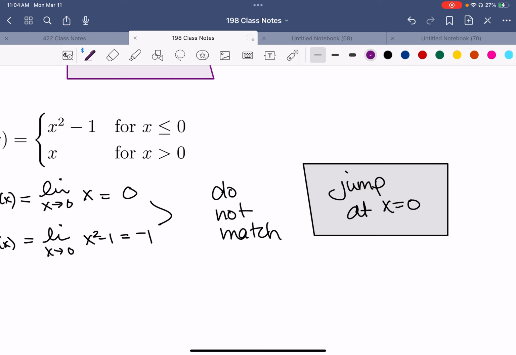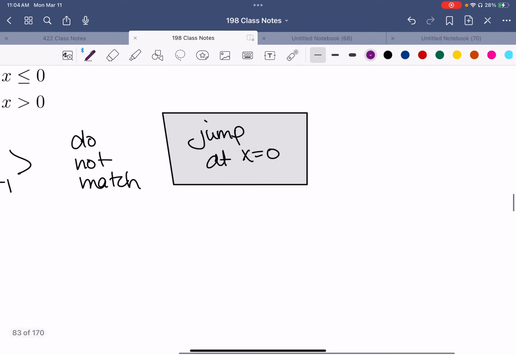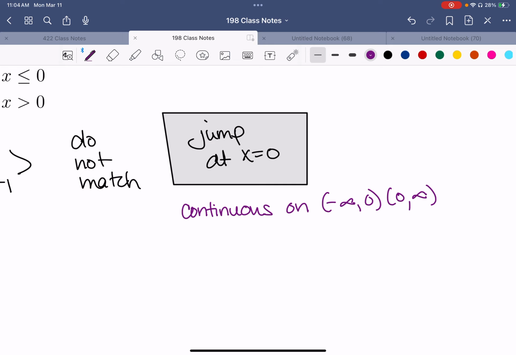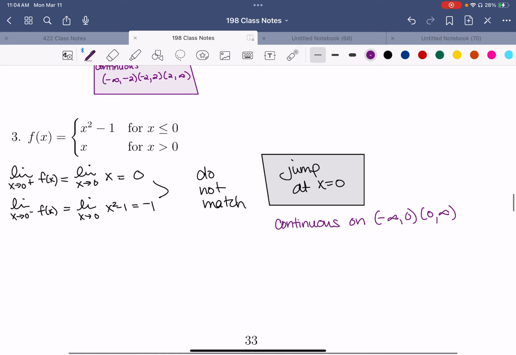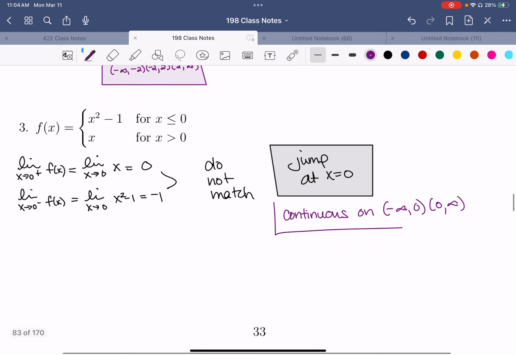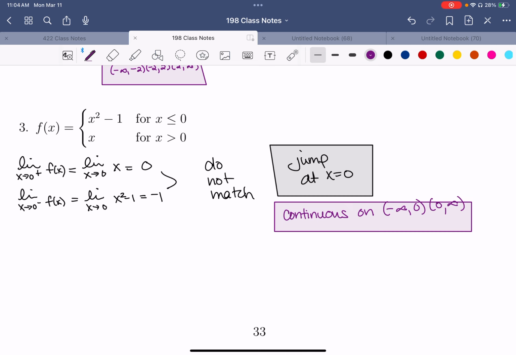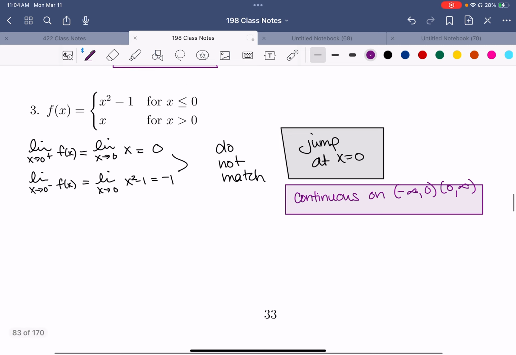If we then wanted to say where it's continuous, it's continuous everywhere except the point x equals 0. So it is continuous on the interval from -infinity to 0 and 0 to infinity. So we just kind of jump over the spot at 0. I did not stay inside the box, but you get the idea.